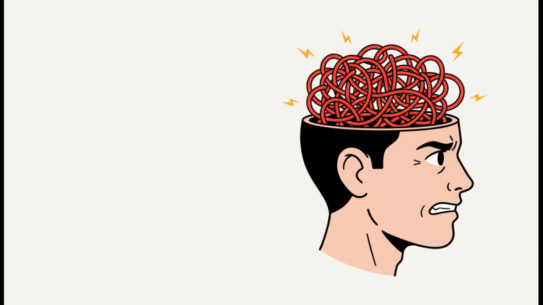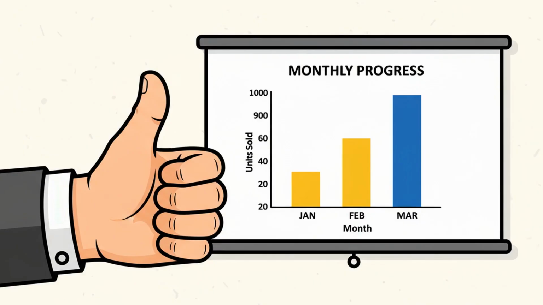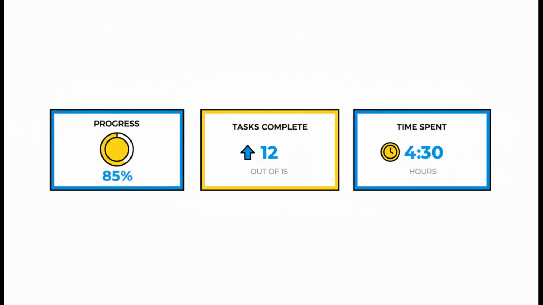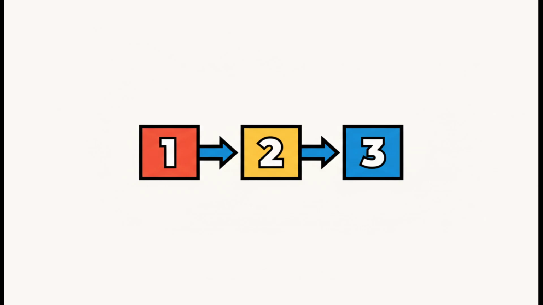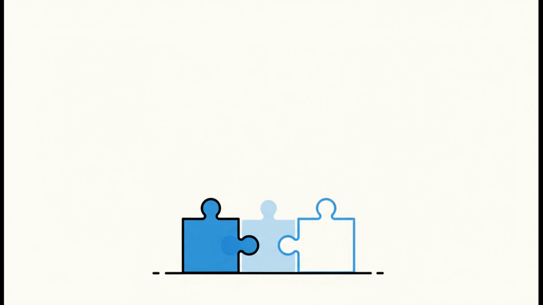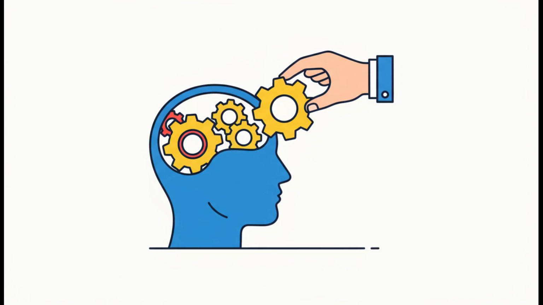Let's land the plane. That overwhelmed feeling you've had, it's not a personal failing. It's often a design failure. When you respect working memory, you make clearer presentations, saner dashboards, more learnable products, and training that actually sticks. Manage intrinsic complexity with sequencing, kill extraneous load with integration and ruthless decluttering, and channel effort into building schemas with worked examples that you intentionally fade. It's time to stop blaming our brains and start designing for them.